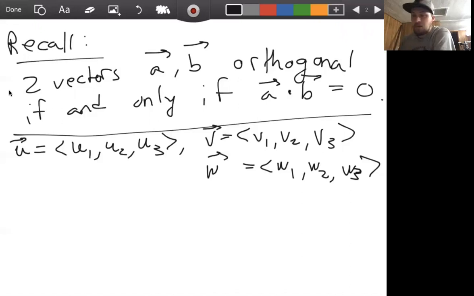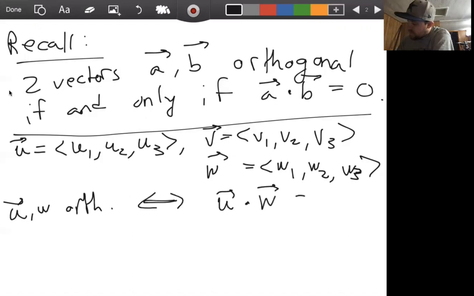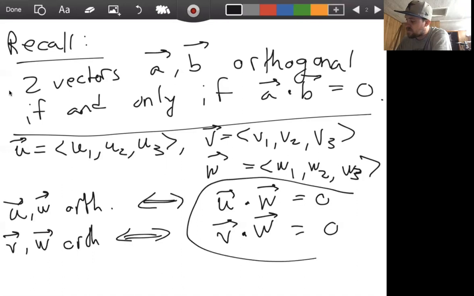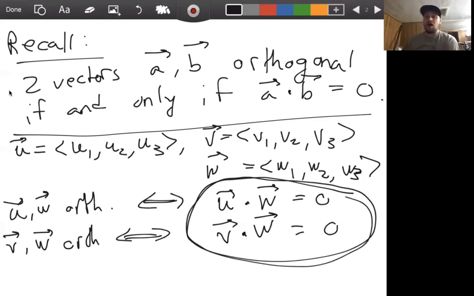Okay, and so when we want u and w to be orthogonal, and we also want v and w to be orthogonal, well, u and w are orthogonal if and only if u dot w is equal to 0. And v and w are orthogonal if and only if v dot w is equal to 0. And so now we have a system of equations here. Unpacking the definition of dot product, we can start to have a system of equations with unknowns.